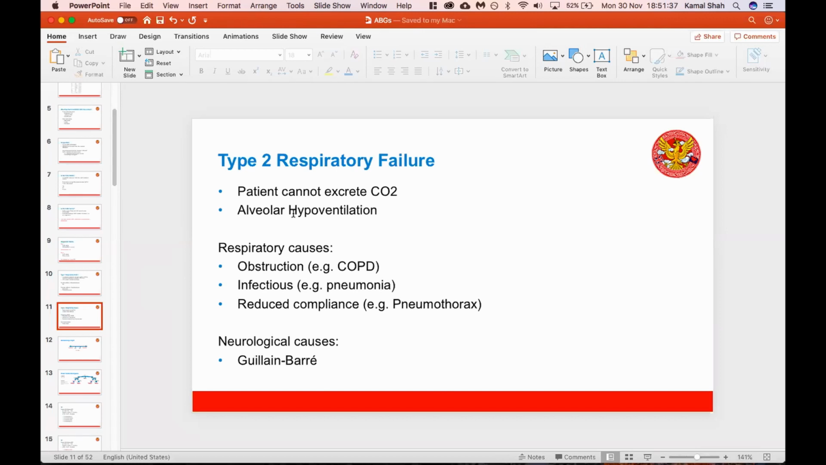So we can have obstruction. So this could happen in COPD, where you've got large amounts of the airway that aren't working properly. And in terms of the alveolus itself, that's certainly not working properly because you've got a reduction in the surface area. You can think of infectious causes like pneumonia, which I've already discussed, with large amounts of consolidation, and pneumothorax, where you've got reduced compliance of the lungs, and non-neurological causes like Guillain-Barré.